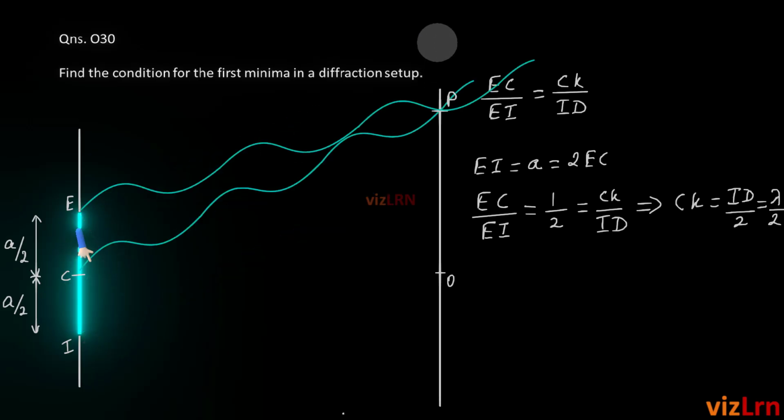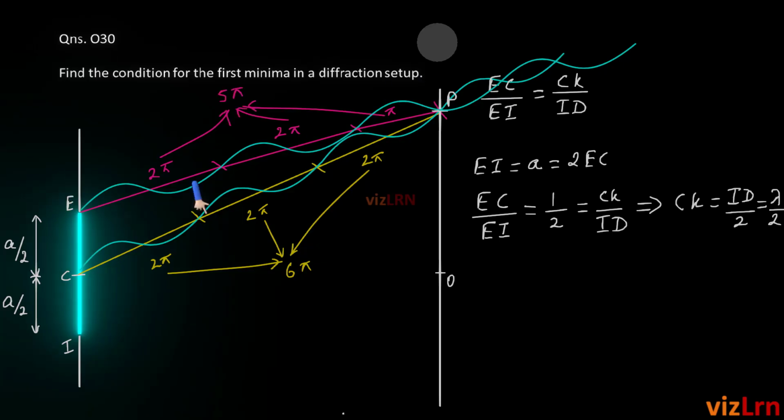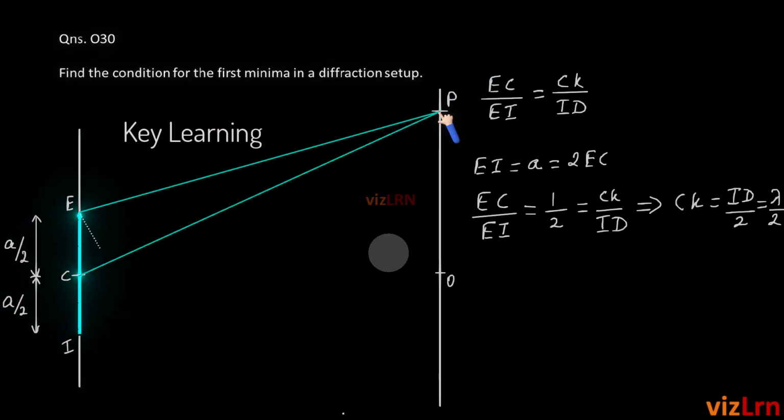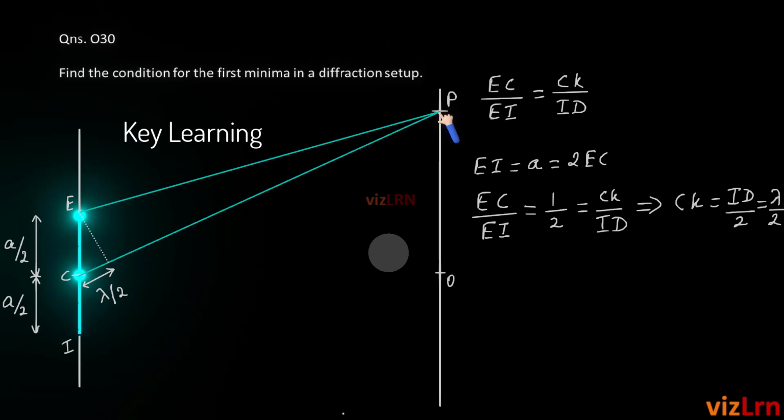So in the ray picture, if you see, the ray EP and CP will have a phase difference of pi, and that means the two rays will be totally out of sync when they meet at P and hence will cancel each other at P. So the point to note is that in our scenario here, when the sources are a distance a by 2 away from each other, the rays from these sources, when they reach P, have a path difference of lambda by 2 and they cancel each other.